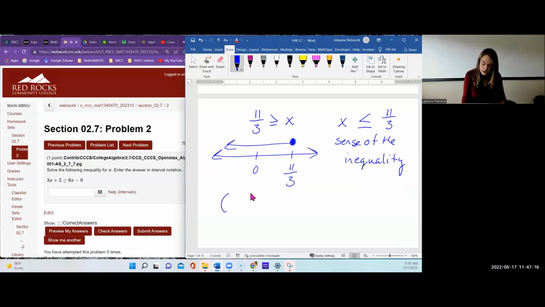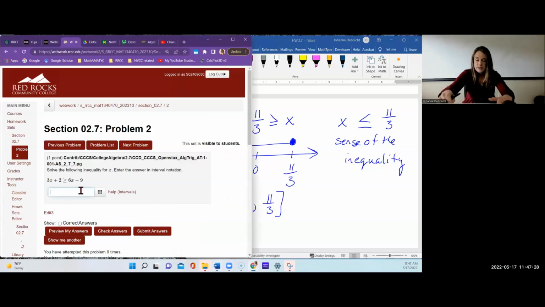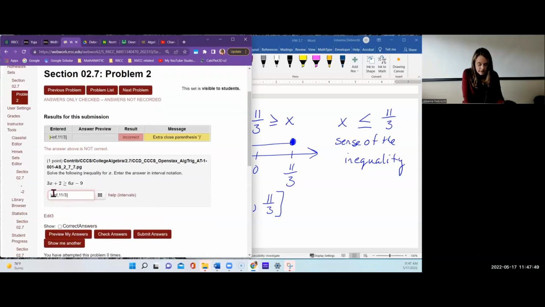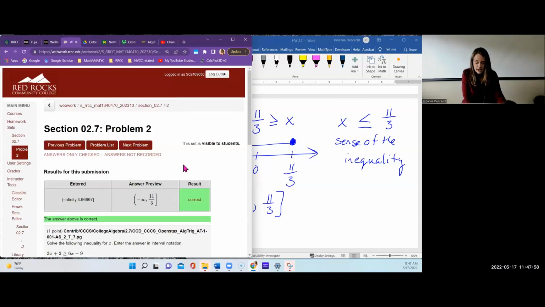Again, from the picture of the inequality on the number line, we have negative infinity at the far left, then 11/3, solid ball, clamped down hard. So this gives us negative infinity, comma, 11 divided by 3, clamped down hard. Oops, I've got my symbol going the wrong way. Let's see what it does just for fun. It says I have an extra closed parenthesis. Looking back at what I entered, I can see that I've got too many closed parentheses and not an open one. Now we've got it correct.